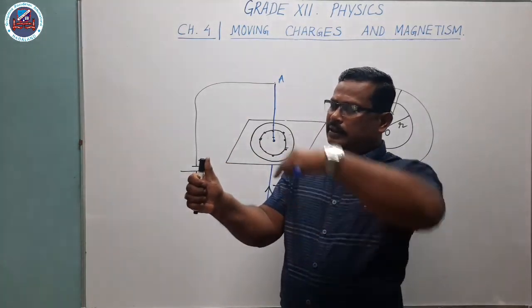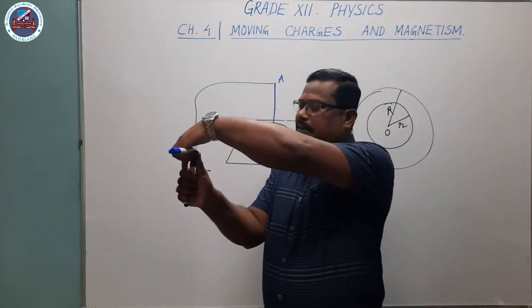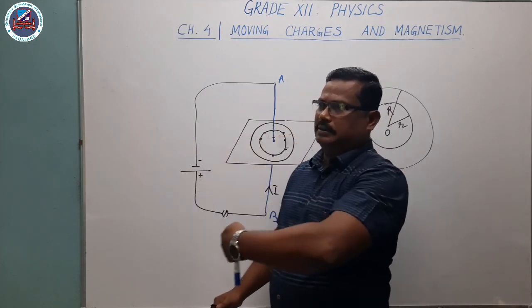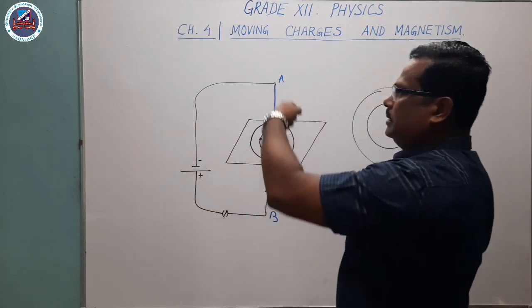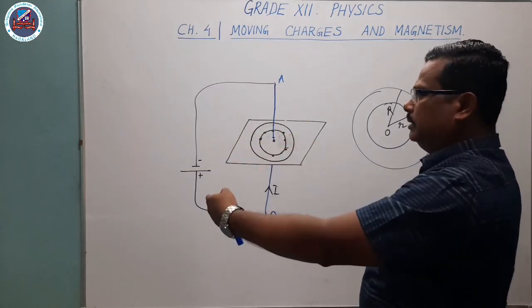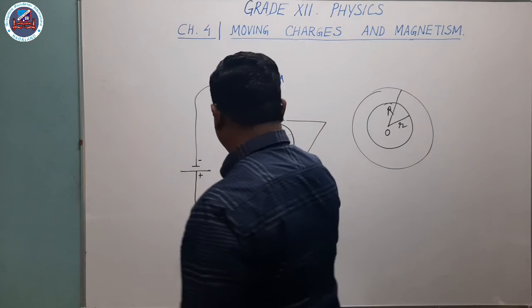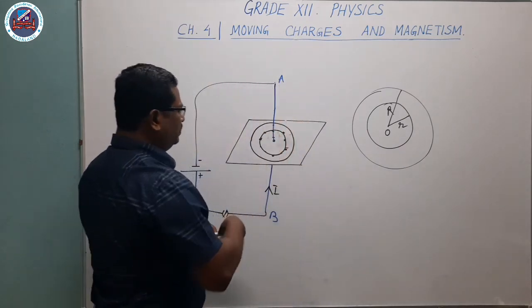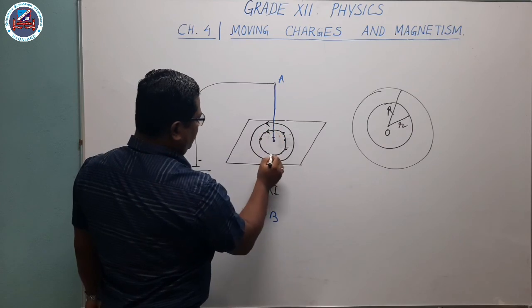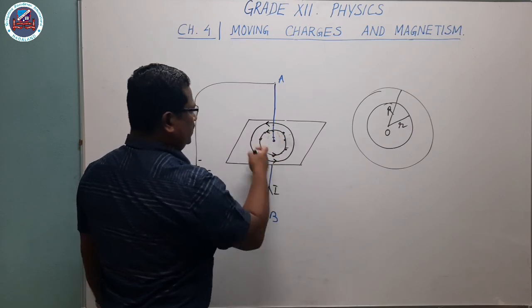Now here the tips of the fingers are coming like this, and you can see in your clock it is anti-clockwise. So if the current comes from bottom to top, the direction of the field lines that you have drawn here will be anti-clockwise. It will look like this, anti-clockwise.